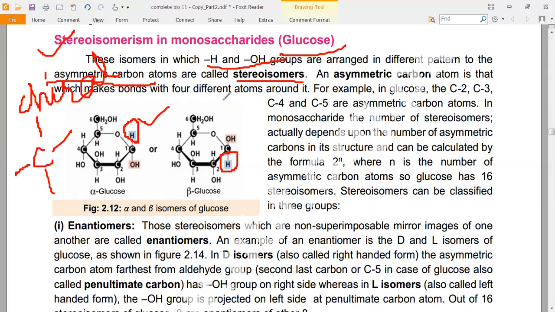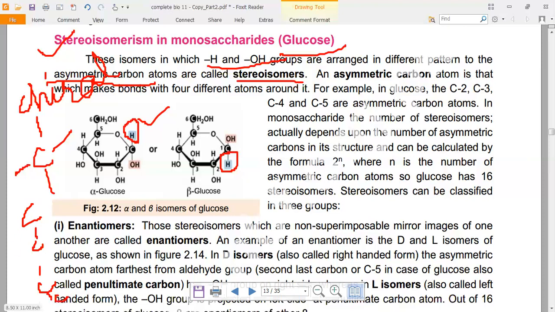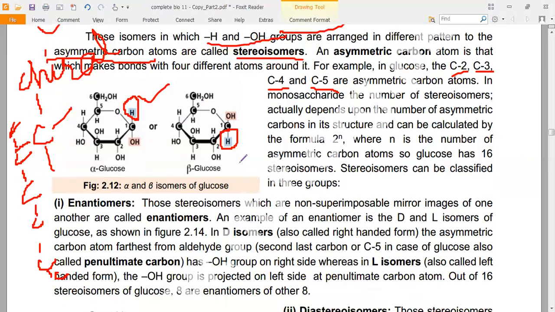In sugar, if we just talk about the straight chain, this is a hexose sugar, so it has six carbons: 1, 2, 3, 4, 5 and 6. This is the open chain glucose molecule. Here C2, C3, C4 and C5 are asymmetric carbons. In ring form there are five asymmetric carbons, but in the straight chain there are four, because all of them have different groups attached.